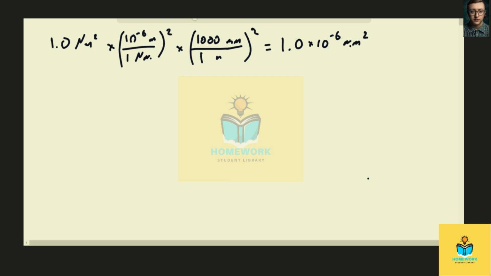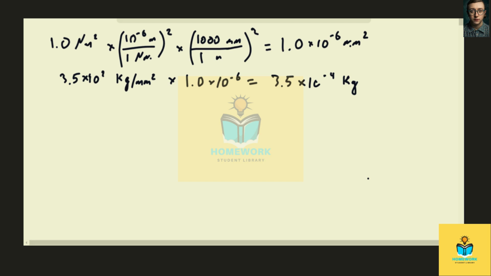Now I'm going to multiply that by the tensile strength of asbestos, and that's going to give me the weight of that strand. So I can say 3.5 times 10 to the 2, and that's kilograms per millimeter squared, times 1.0 times 10 to the negative 6th. It gives me a strength of 3.5 times 10 to the negative 4 kilograms.